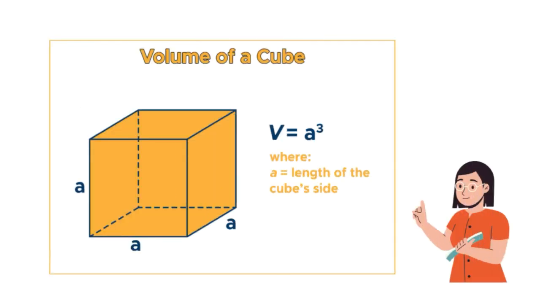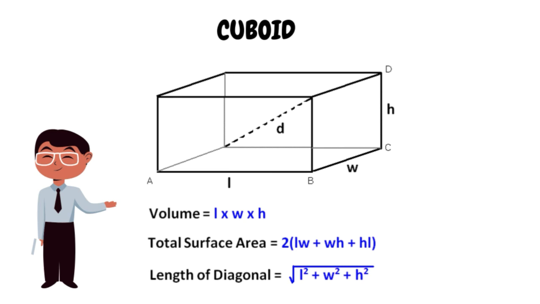Now the volume of a cube is nothing but the multiplication of the length, width and height of a cube. Since the length, width and height of a cube have the same measurement, the volume of a cube is a into a into a. That is, volume of a cube is a cube, where a is the length of the side of a cube or the length of the edge of a cube. Now moving on to the next figure.